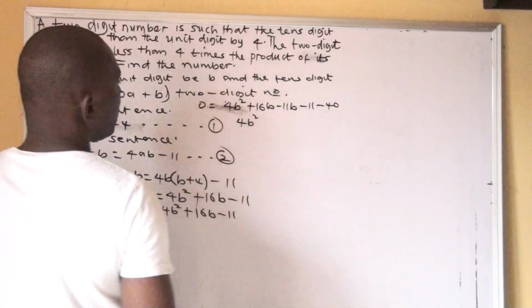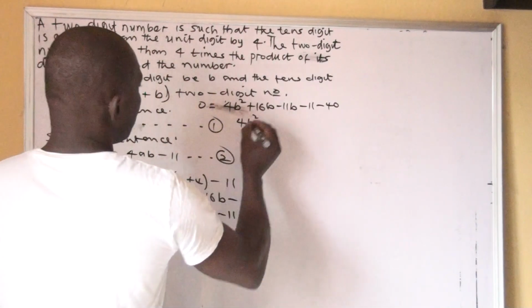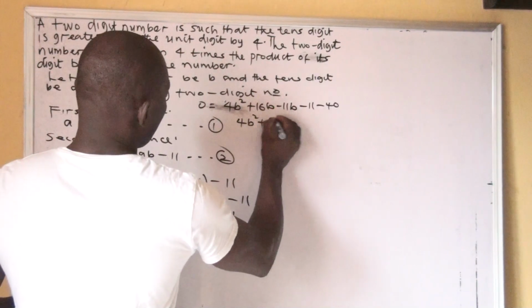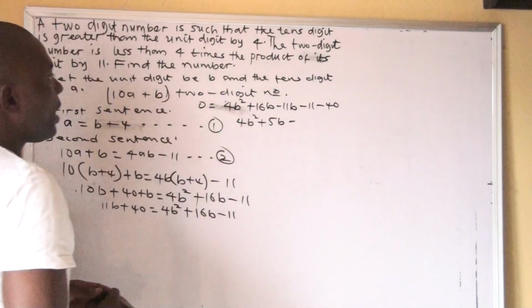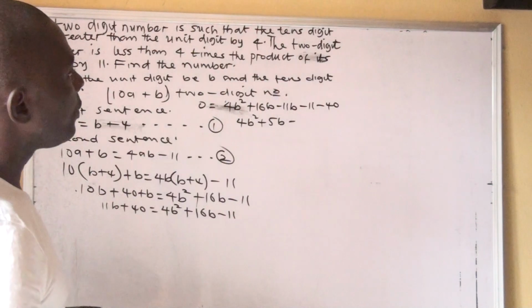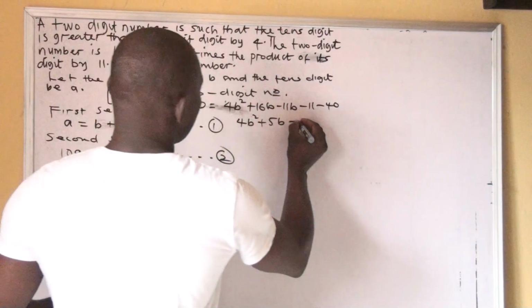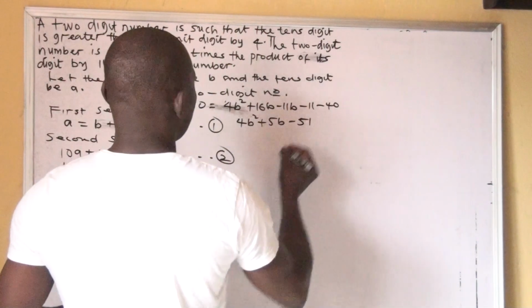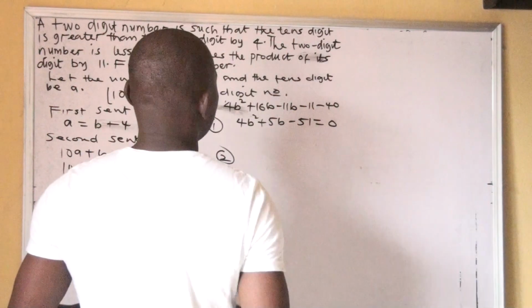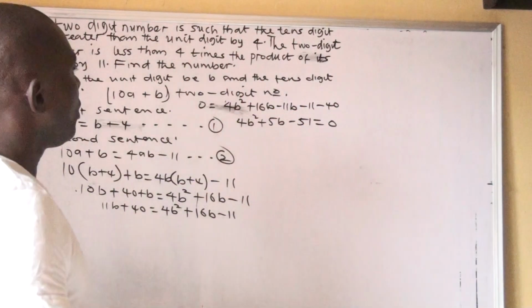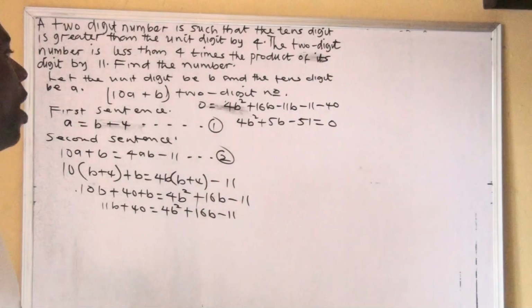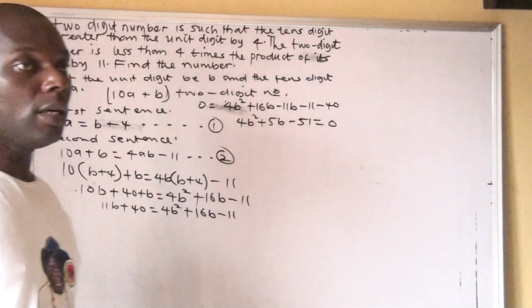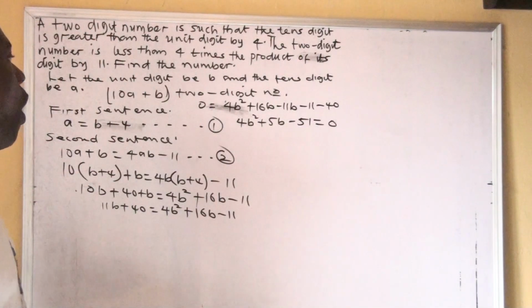16 minus 11 will give us 5b. Here, minus this will give us minus 51. Everything becomes 0. Okay, this is now a typical quadratic equation. We have to find the value of b.